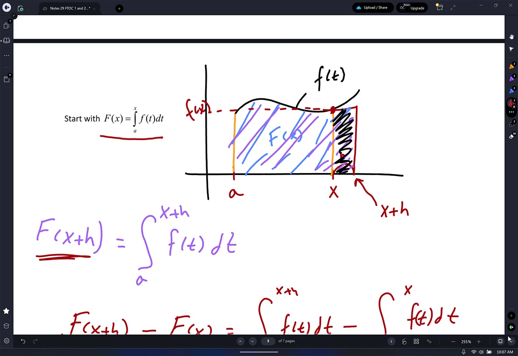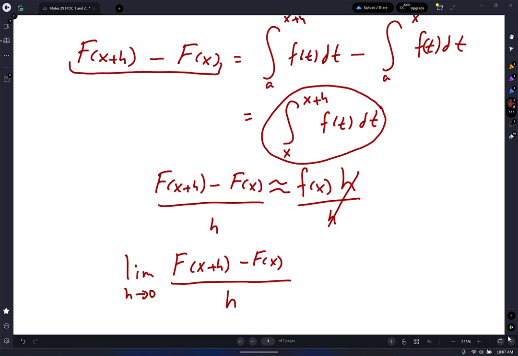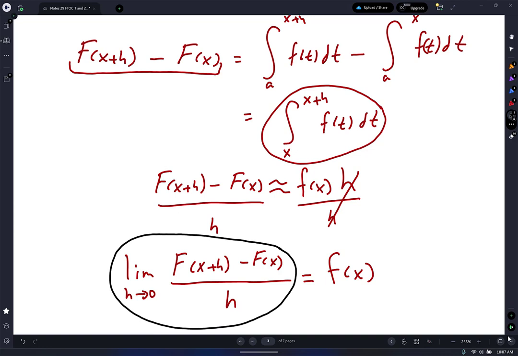I'm going to write the word limit as h approaches 0, and then this will equal nothing more than just f of x. So here's the moment of truth. Are we okay? Yes. Nothing crazy, right? All right. What does this look like to you? Do you recall? Oh, yeah. It's the definition of what? Derivative. The definition of derivative.